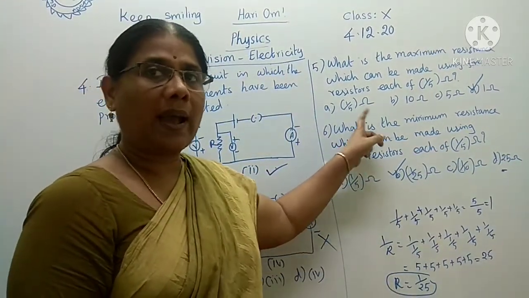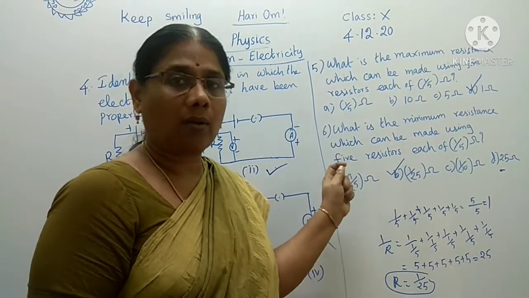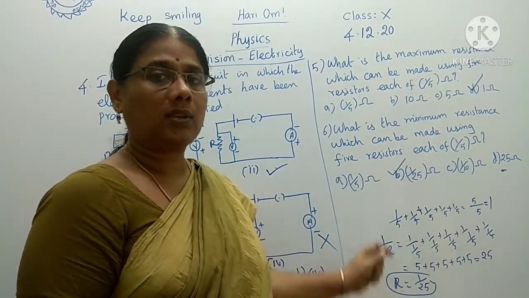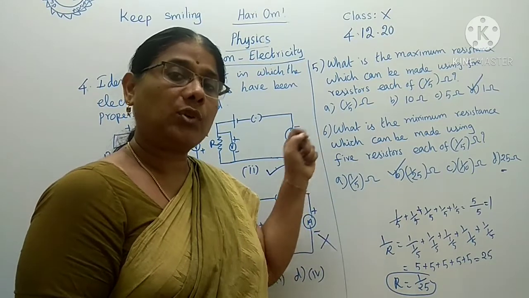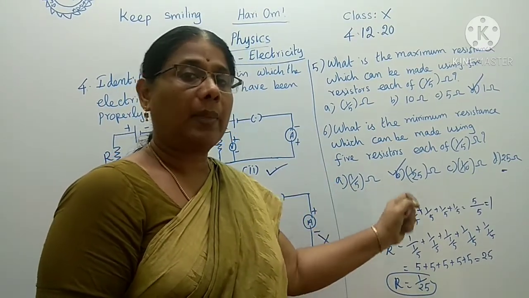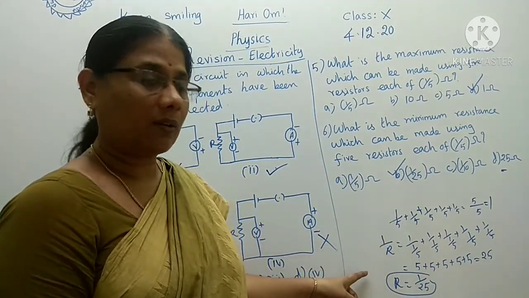So to get the maximum resistance, we should connect all the resistors in series. To get the minimum resistance, we should connect all the resistors in parallel, then obtain the resultant value.